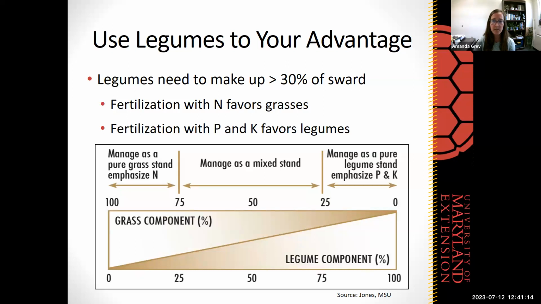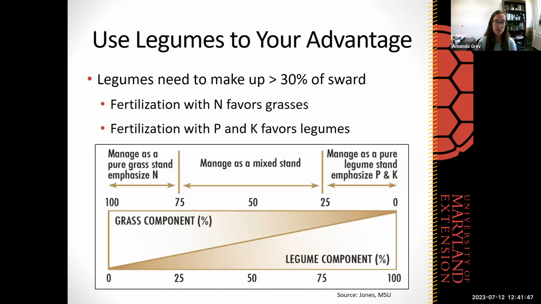And then the other thing to remember, if you're trying to keep legumes and favor legumes in your stand, is that whenever we fertilize with nitrogen, we're skewing the stand more towards grasses, because the legumes are able to produce their own nitrogen. So if we have less nitrogen fertilizer, we're making those legumes have the advantage, versus if we are adding a lot of nitrogen fertilizer, we're shifting the advantage over to the grasses.